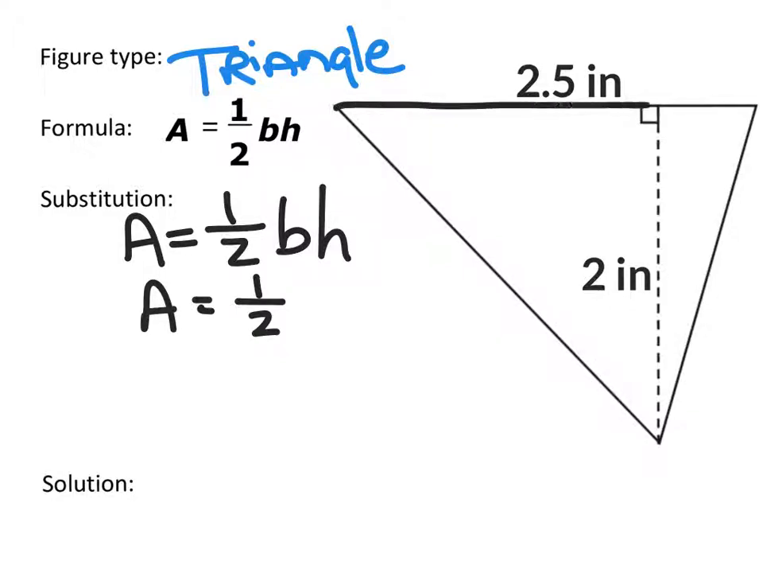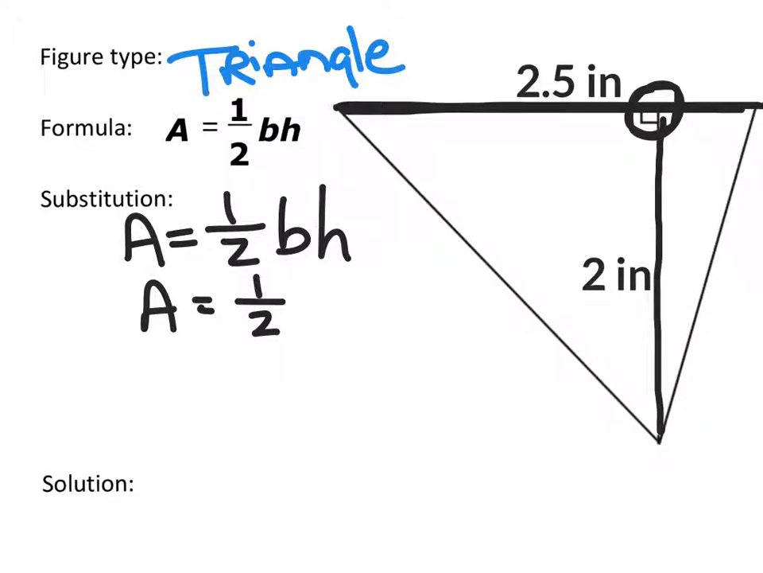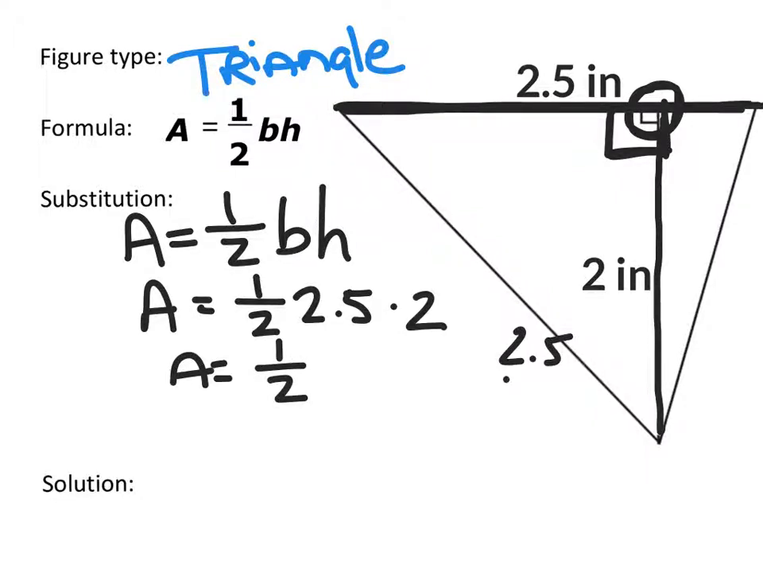The base is here. In this picture, it looks like the top of the figure. Please don't confuse yourself into thinking that the base is always the bottom. Depending on how the picture is placed onto the page or onto the screen, the base may very well be the top, or the right side, or the left side. A good indicator is where you see the 90-degree angle, because remember, the height is perpendicular to the base. They form a 90-degree angle. So our base is 2.5, and our height is 2. So the area is 1/2 of 2.5 times 2.